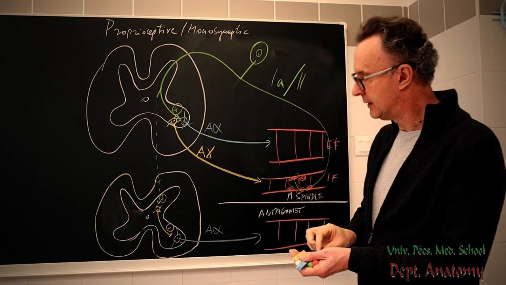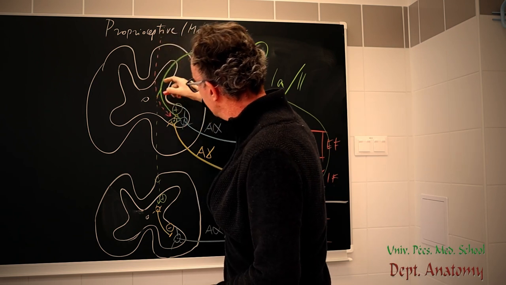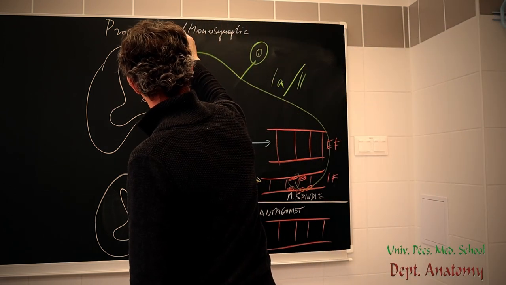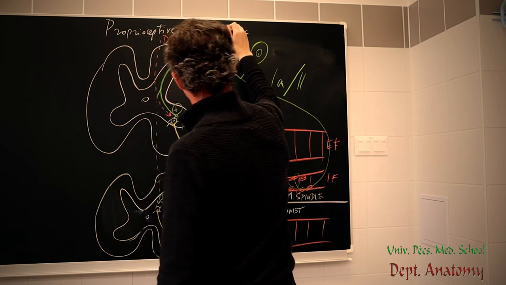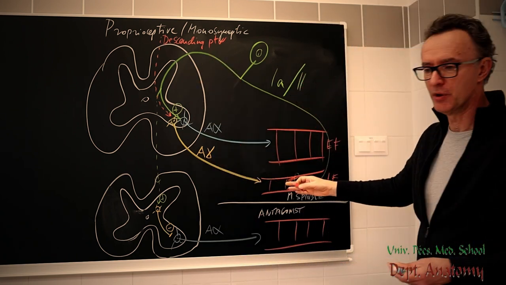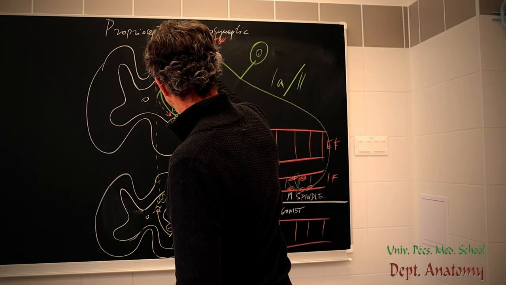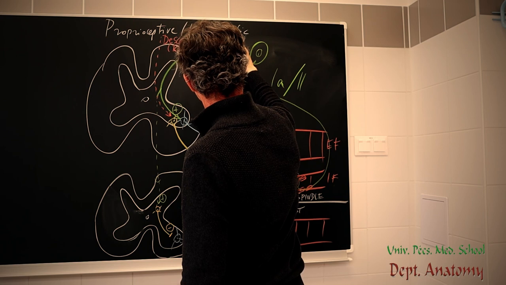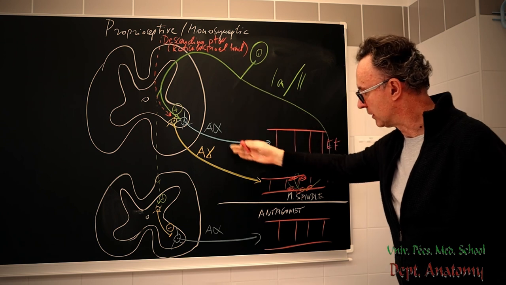From above, we have descending pathways, which we will study very soon, and they terminate on the gamma motor neurons. So these are descending pathways. Among these, the most famous for setting the gamma motor neurons, and this way the muscle tone, is the reticulospinal tract. Let me put it here. Reticulospinal tract. This will be the most famous and the most important for the muscle tone regulation.